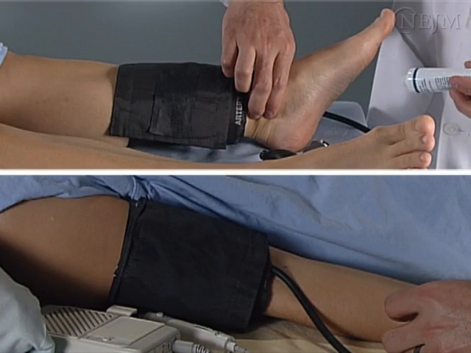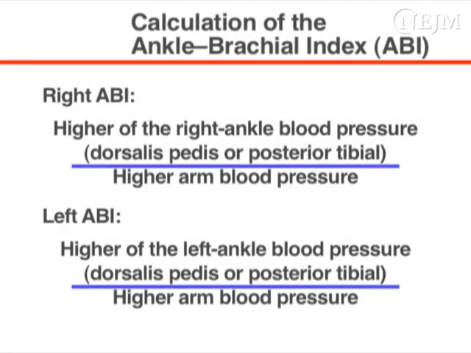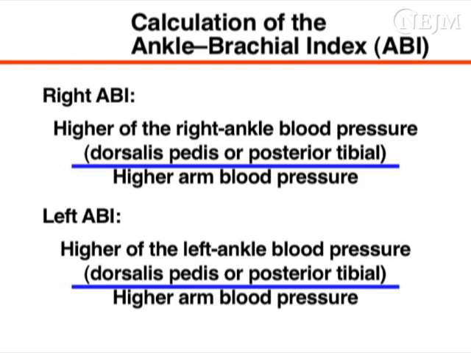To calculate the ankle brachial index, divide the systolic blood pressure from the ankle by the systolic blood pressure from the arm. Use the higher systolic pressure from the dorsalis pedis or posterior tibial artery for the calculation of the ankle blood pressure. Also, use the higher brachial systolic pressure as a lower arm blood pressure may be due to arterial occlusive disease in one of the upper extremities.